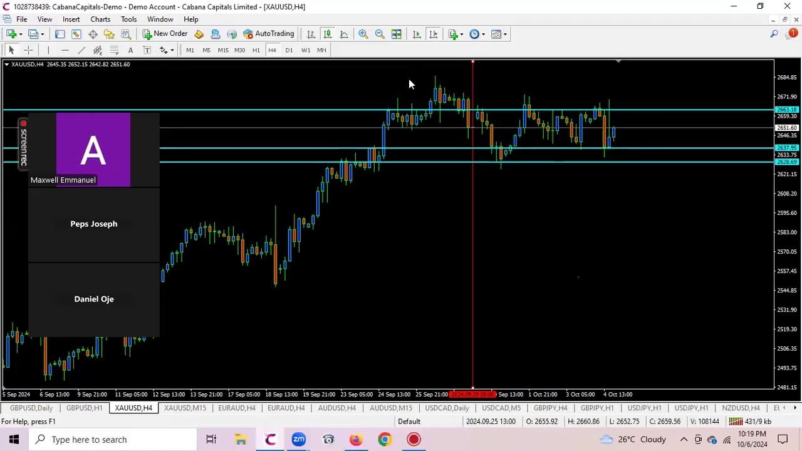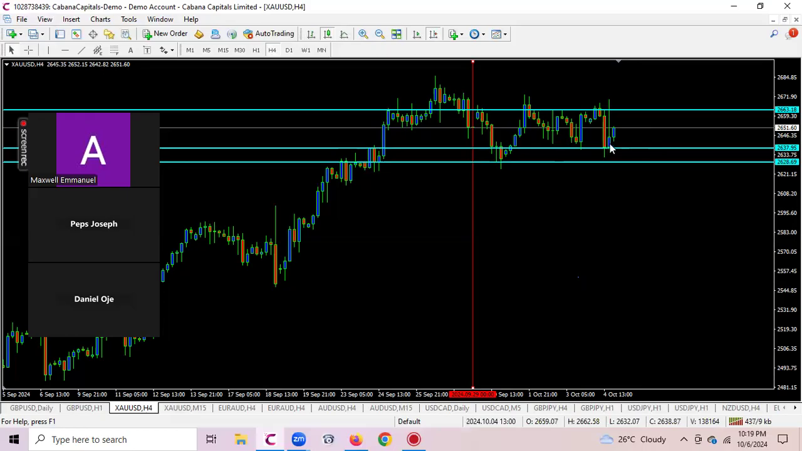So after liquidity has been cleared, what are you supposed to look out for? A bearish reversal pattern. You know all the patterns. That's the next thing you should look out for. After liquidity gets cleared, you wait for a bearish reversal pattern to form. You don't have to wait for price to come and break support before you sell. Immediately liquidity gets cleared and a bearish reversal pattern forms, you should be looking for sell opportunity. You don't have to wait for price to come down to break this support. I hope you get that.